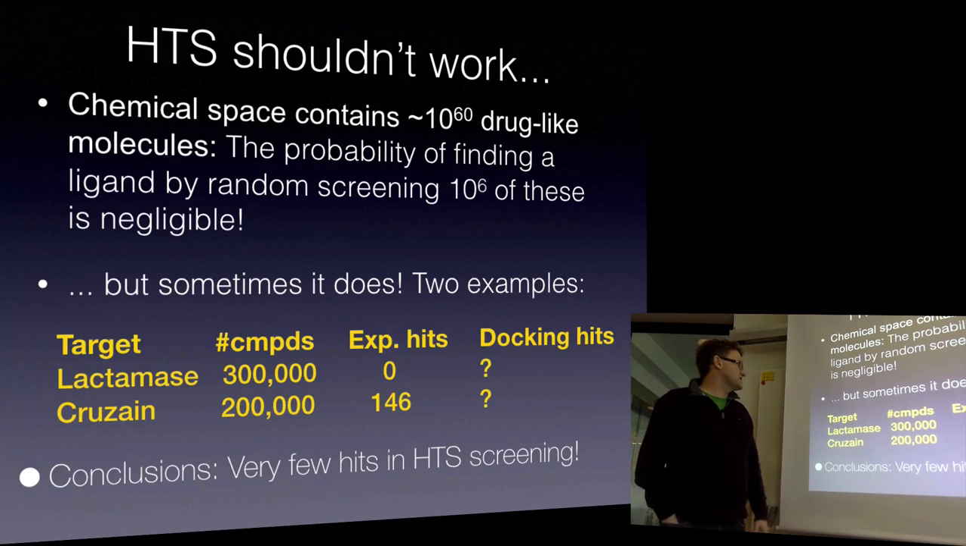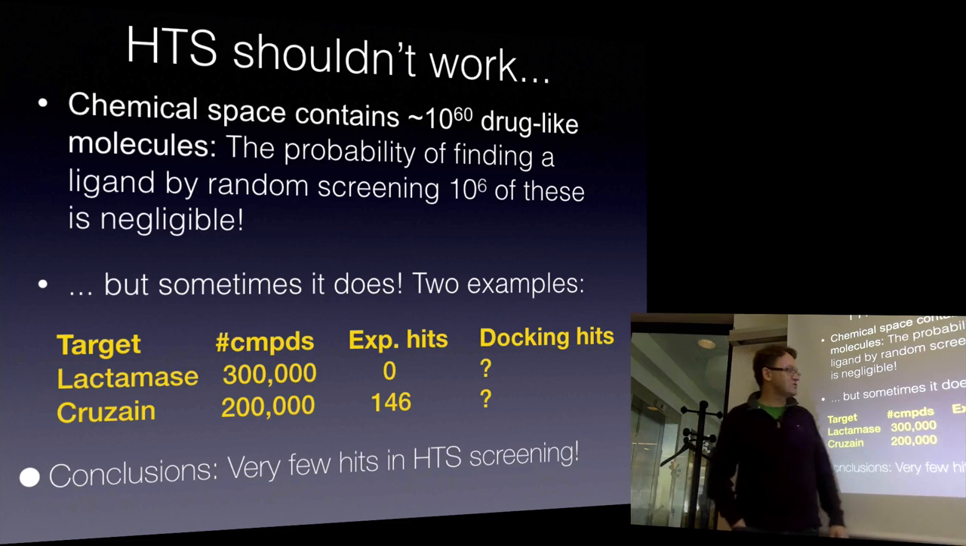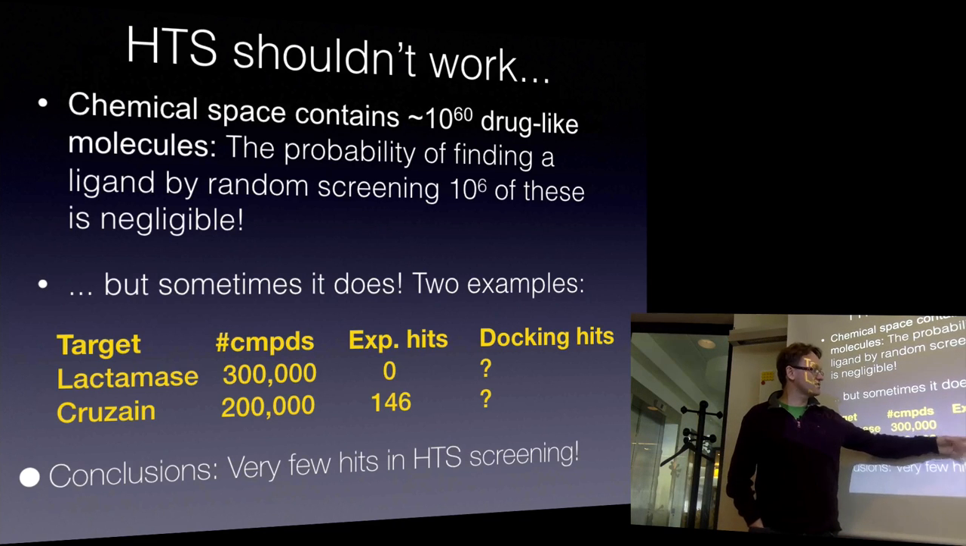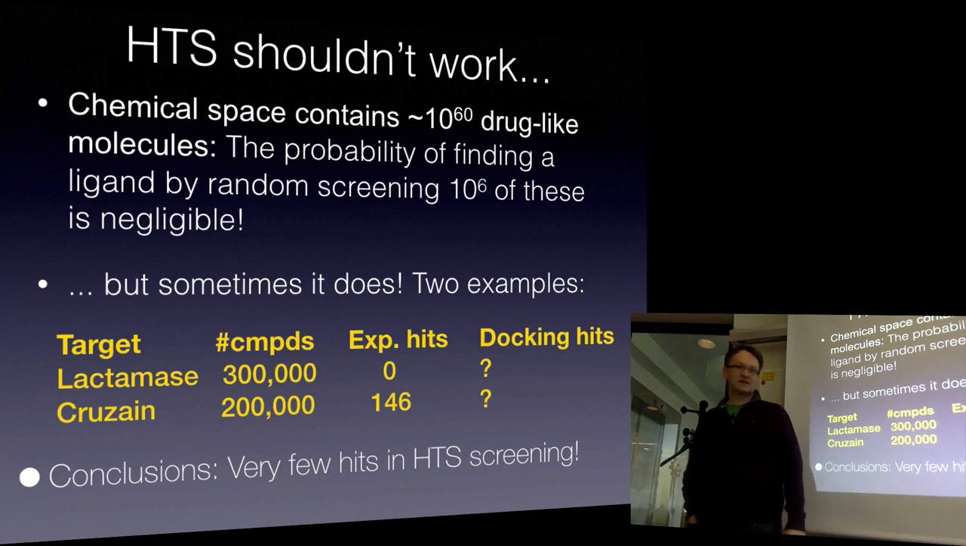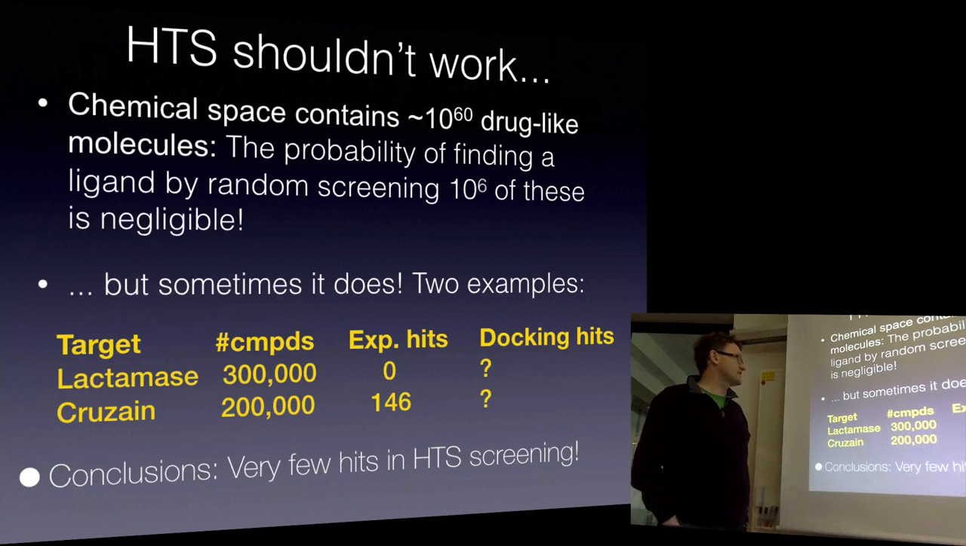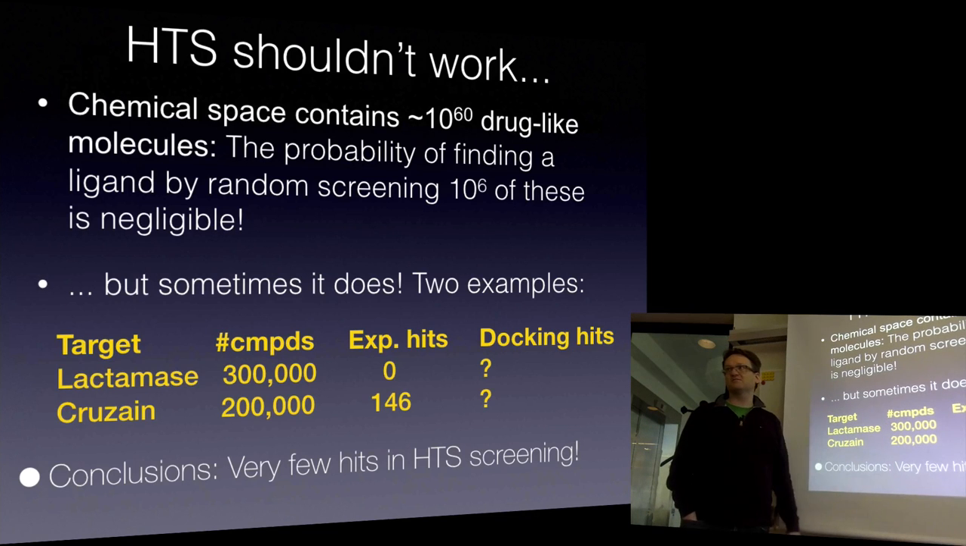There are a couple of cases though where people have been able to find molecules, and I don't know these receptors specifically, but it might be a receptor where you have an idea of what the natural chemical, the natural agonist looks like, and you try to find something similar. So in this case, it was possible to find experimental hits. The first case, not. We haven't been able to find anything with lactamase. You tried a third of a million compounds, nothing.